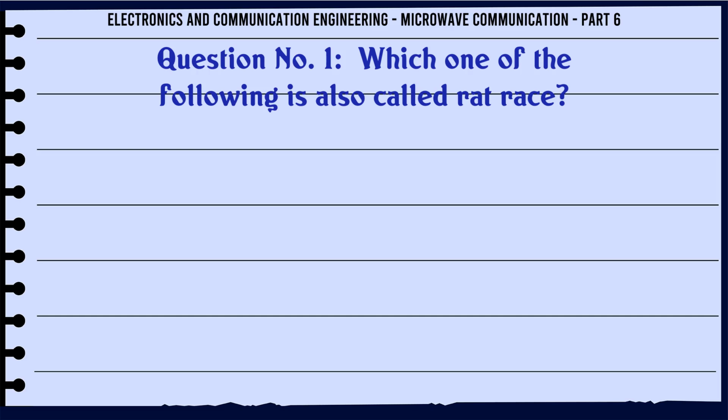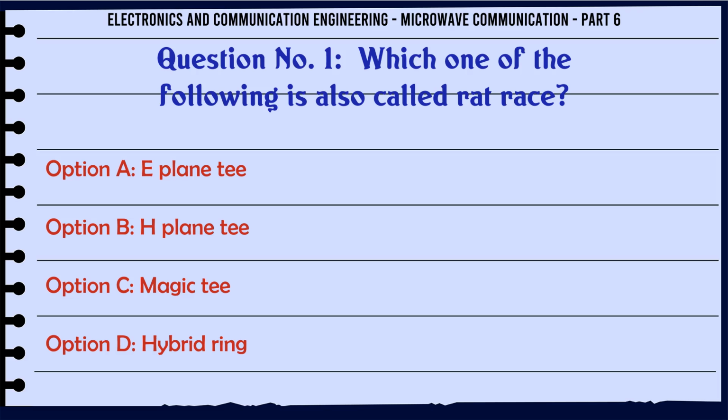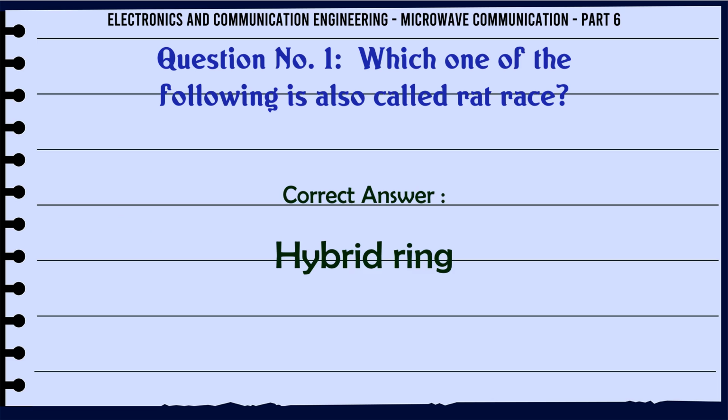Which one of the following is also called rat race? A. E-plane T. B. H-plane T. C. Magic T. D. Hybrid ring. The correct answer is hybrid ring.